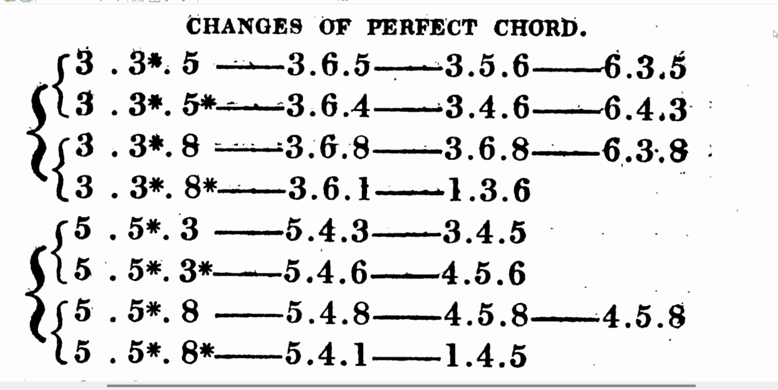Let's look at the next variety of arrangement of the thirds and fifths and eighths. This is 3, 3, 8. So 3 forwards, 3 backwards, and 8th, giving us 3, 6, 8. Written as 3, 6, 8, or written as 6, 3, 8.